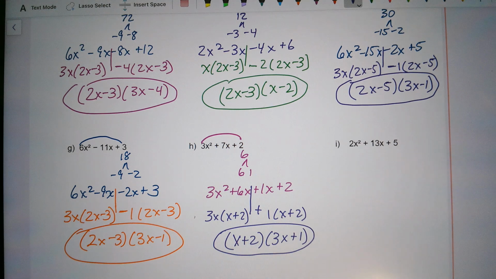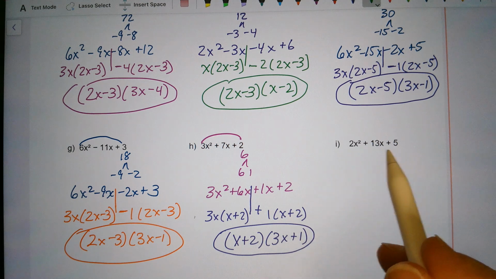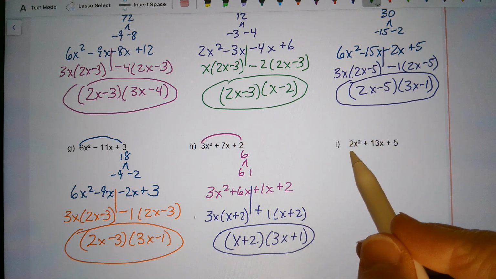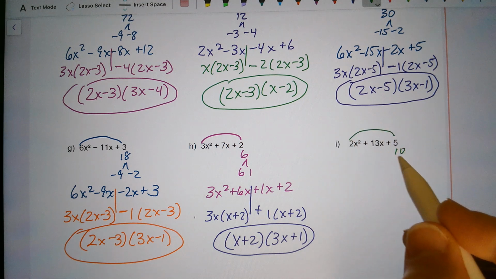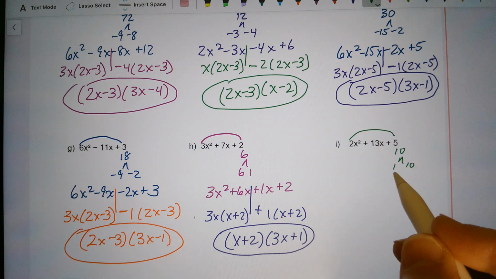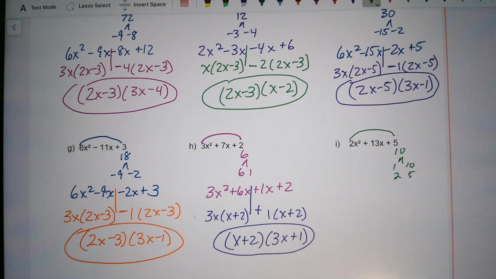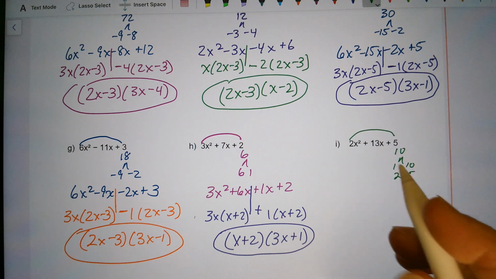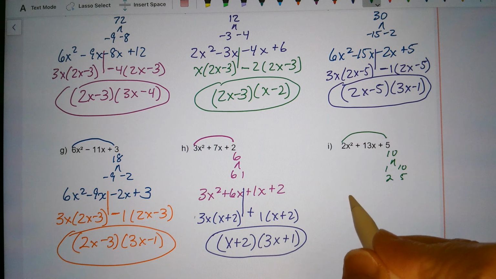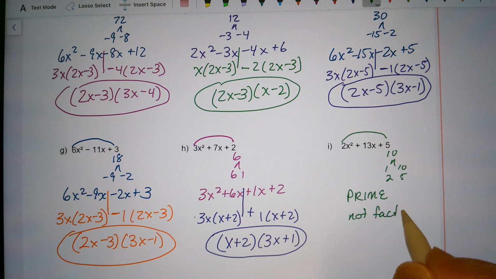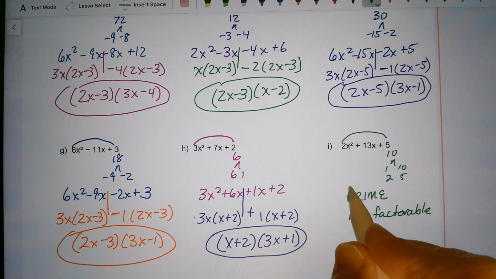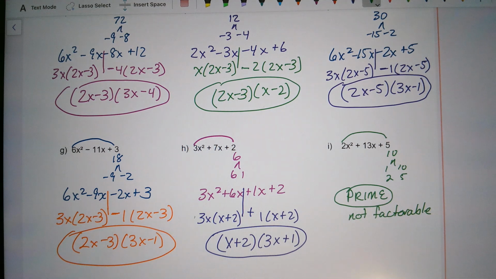And our last one, no GCF. Leading coefficient is greater than 1, it's a 2, so we multiply 2 times 5 is 10. Factors of 10 that sum to 13. Well, there aren't any. So 1 and 10, and 2 times 5, that's it, and none of which sum to 13. Okay, so we call this prime. It's not factorable. When it's not factorable, we say it's prime.